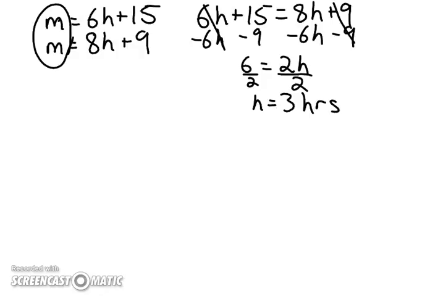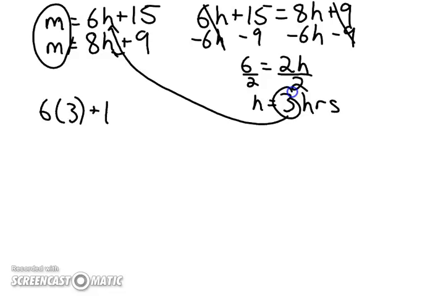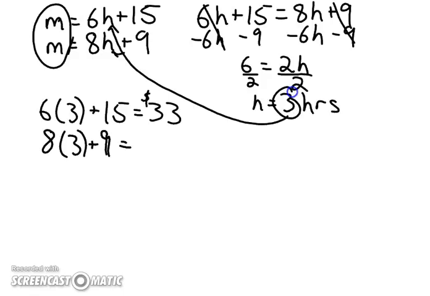I think the easiest way to do this is to actually go back a little bit to part B and say, how much money do they each have after 3 hours? So I would take this H and plug it into the original equation. For Zeke, I would have 6 times 3 plus 15 equals 33. Zeke would have $33 after 3 hours. And Zekarella better be the same because we said that they had the same amount. So 8 times 3 plus 9, and that also gives us 33. After 3 hours, they both have $33.